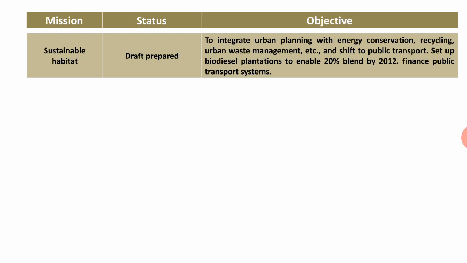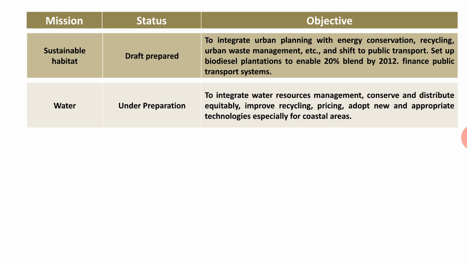And public transportation is also one of them, by setting up biodiesel plantations to enable 20% blending by 2012. And for the financial public transport system, it is not only in one sector; in every sector they are trying to implement this part. Water is under preparation. In this case, integrated water resource management conserves and distributes equitably, improves recycling and pricing, and adopts new and adaptive technology, especially for coastal areas.